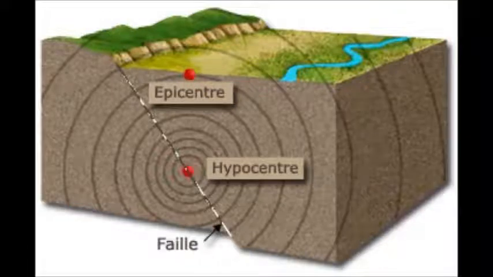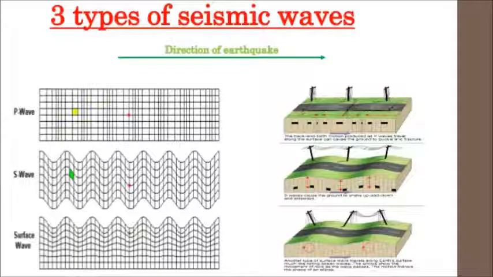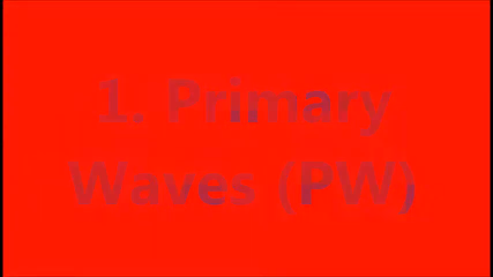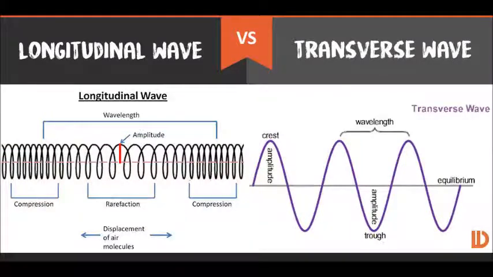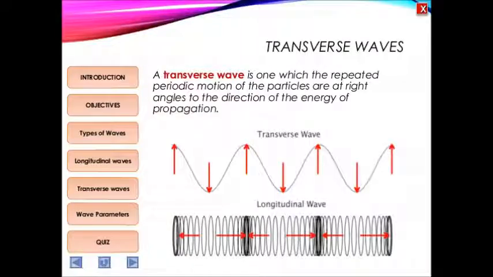Earthquake waves. The earthquake or seismic waves originate in the seismic focus and travel towards the epicenter in ripples or concentric circles. The three important earthquake waves are primary waves. Primary waves are also known as longitudinal or compressional waves. These are the fastest earthquake waves and the first waves to reach the surface. They can pass through solid, liquid and gaseous matter.